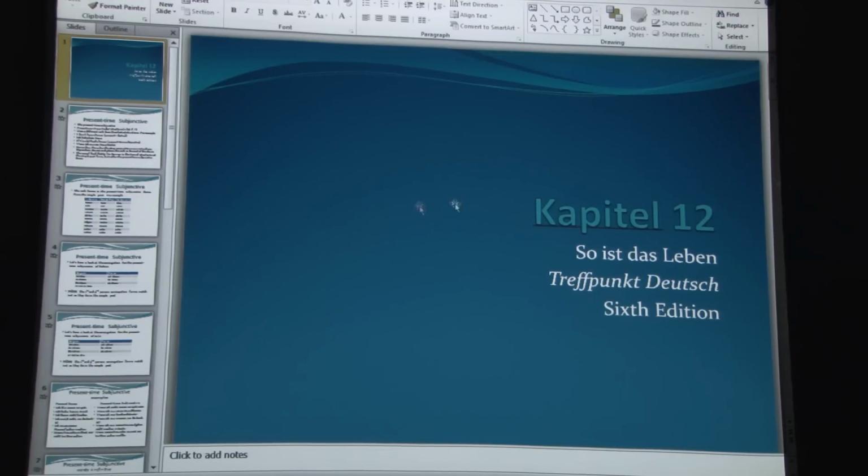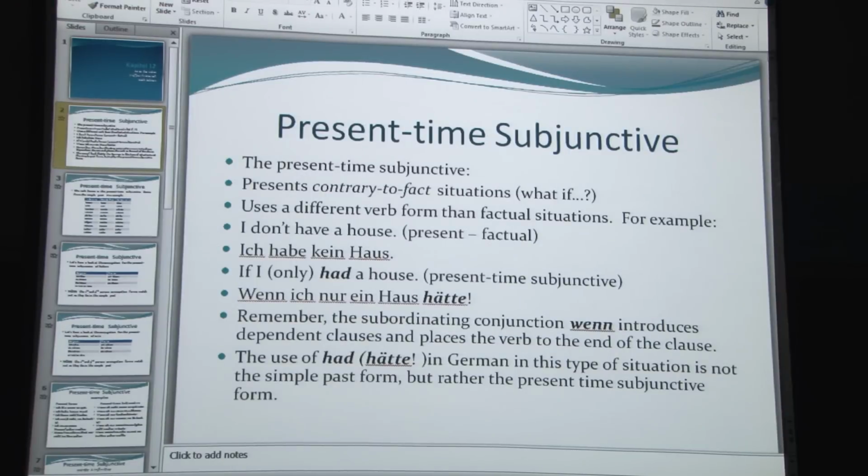So we're going to start, obviously, with the present time subjunctive. First of all, what is it? No? What is it in your language? It's when you present contrary to fact situations. For example, if I weren't here today, I would probably be, I don't know, where would I be right now if I weren't here today?